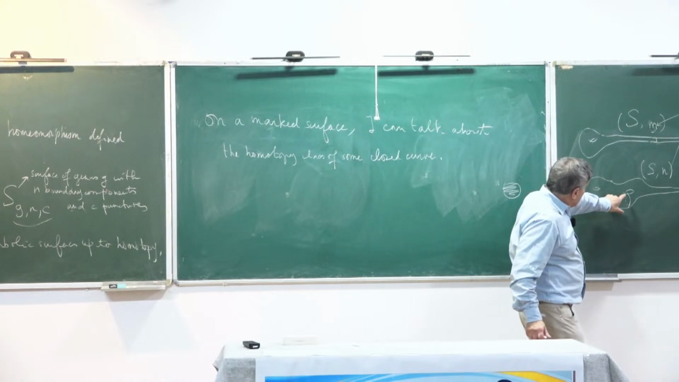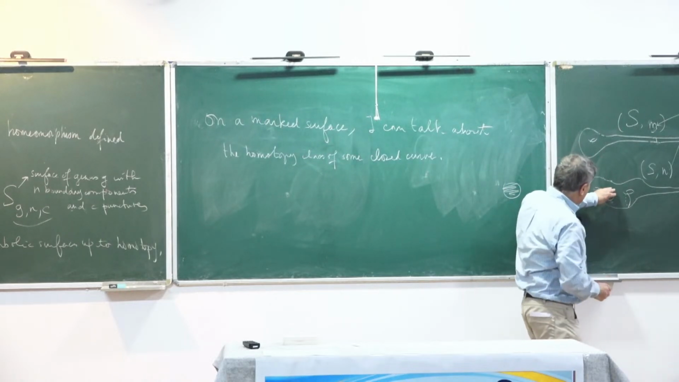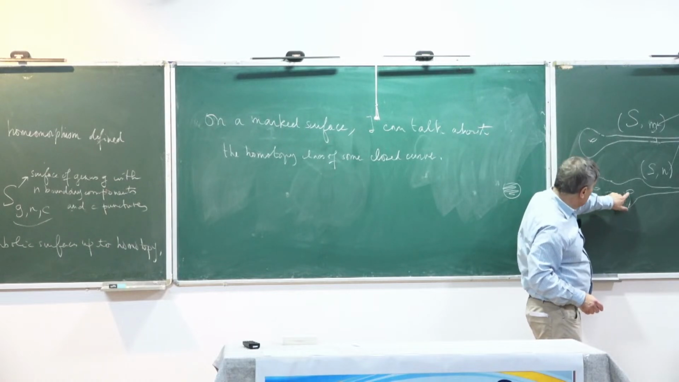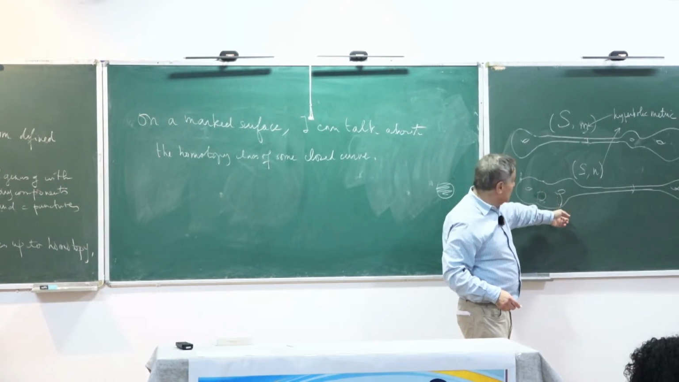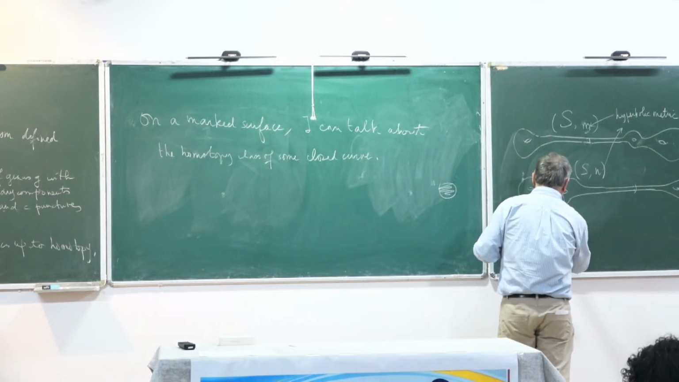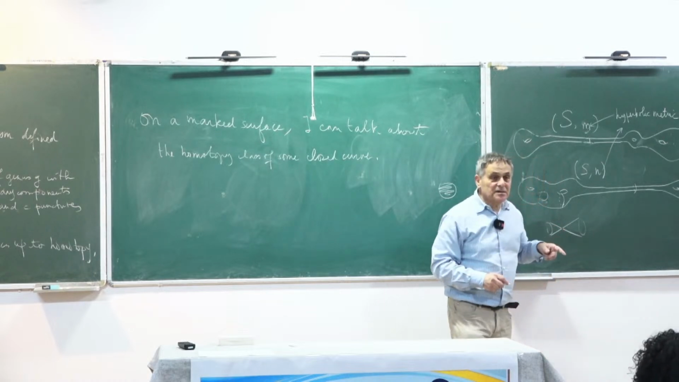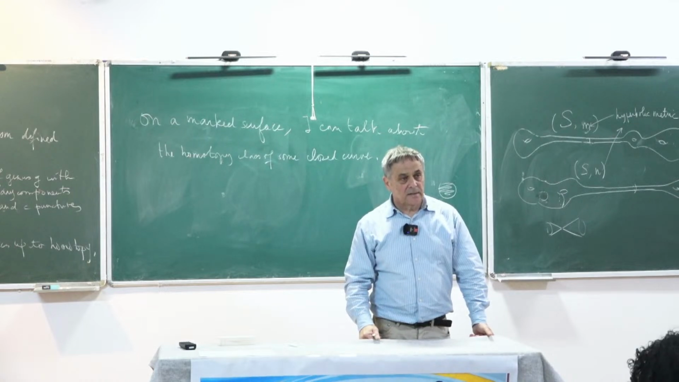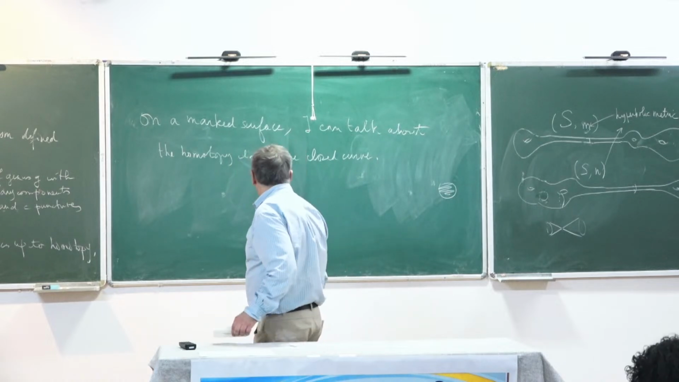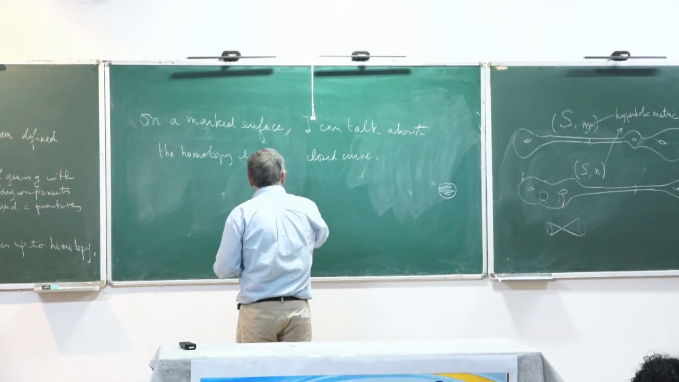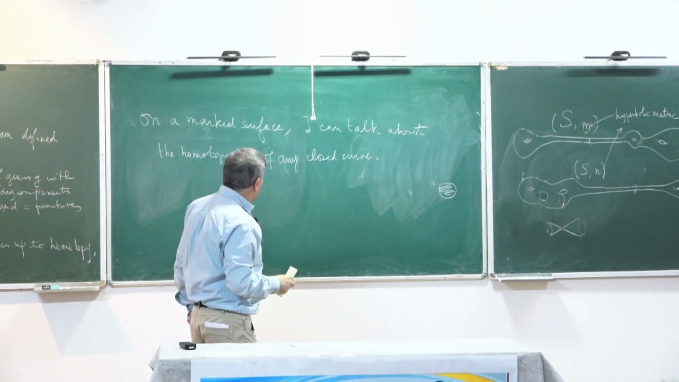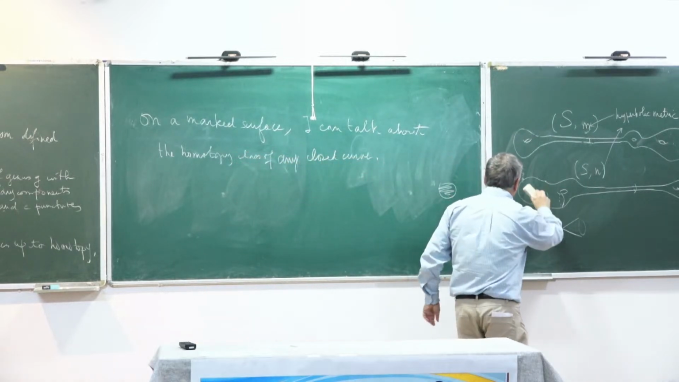This closed curve, I can shrink it to a point without harming the torus. The torus will stay a torus. If I shrink this curve here to a point, then the topology of the torus will be destroyed. It will no more be a surface. Okay, so on a marked surface, I can talk about the homotopy class of any closed curve. Now, what is a closed curve? It must not be shrinkable to a point.